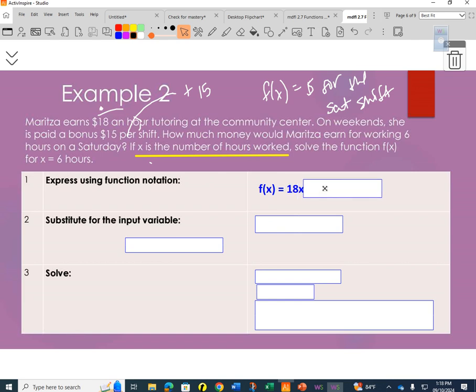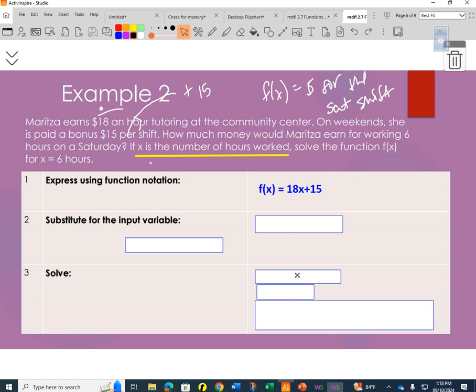That is our input. So now we have 18 times the number of hours plus $15. She does not get $15 for every hour. She just gets $15 per shift because it's a flat 15, right? So if she works 1 hour, it's 18 times 1 plus 15, $33. If she works 5 hours, you plug in 5. Make sense?